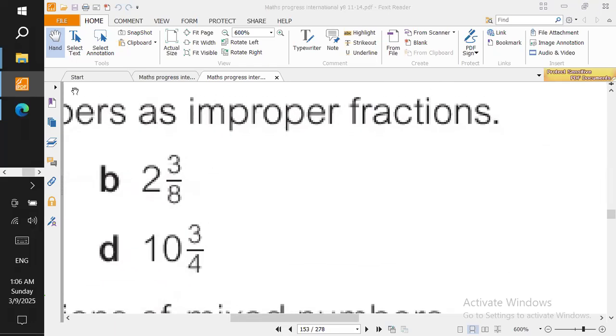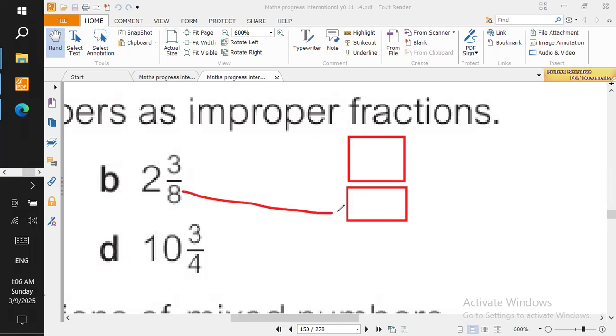First thing we do, we have to use the same denominator. As we said, mixed numbers have three numbers. Improper fractions have two numbers on top of each other. First thing, we use the same denominator like this, and then we multiply and add. So multiply here and add here. So first, same denominator, which is 8.